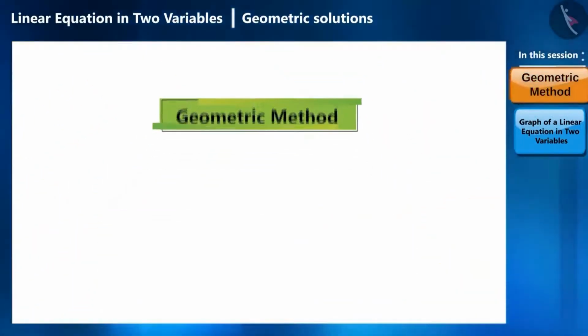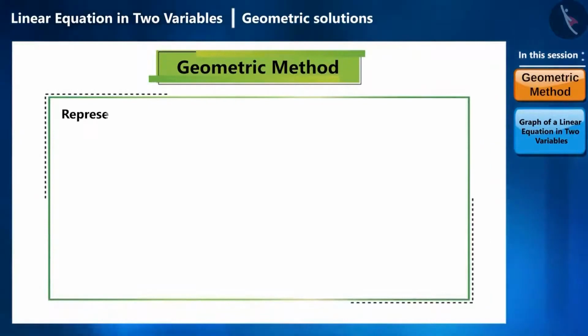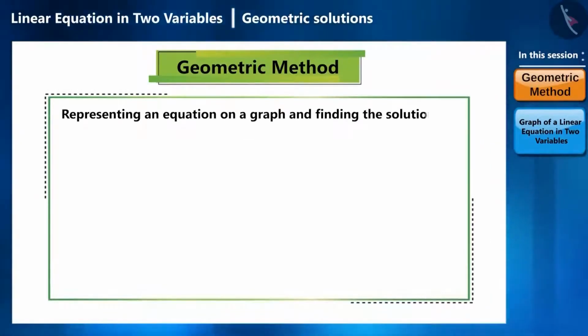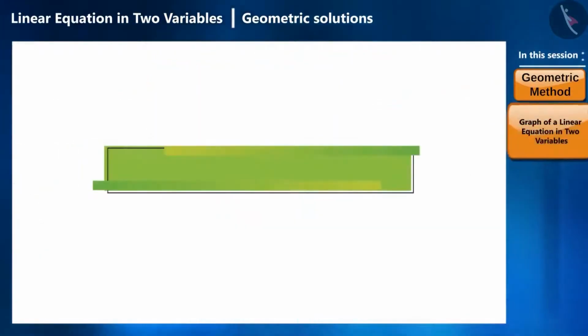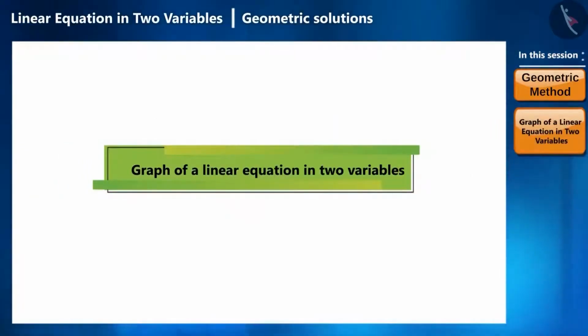Let's understand what is geometric method. When we represent an equation on a graph, it is said to be represented in the geometric form, and the method of finding solution from the graph is called the geometric method. So let us see how to construct the graph of a linear equation in two variables.